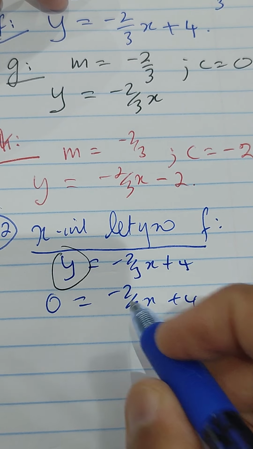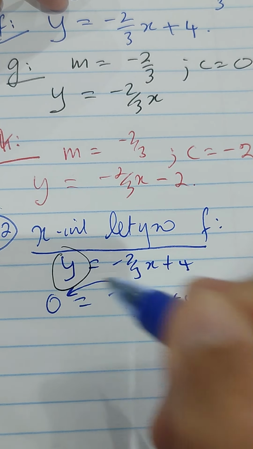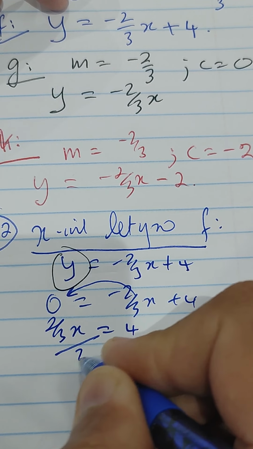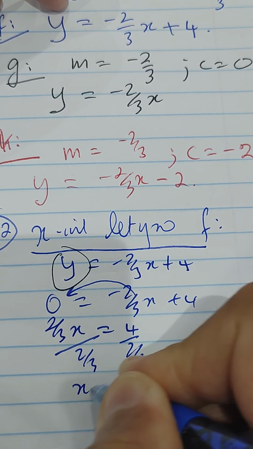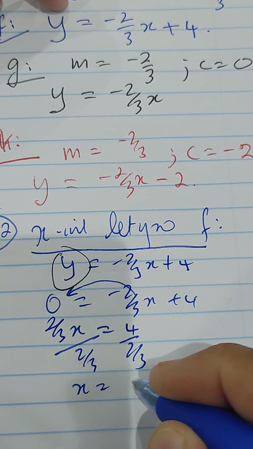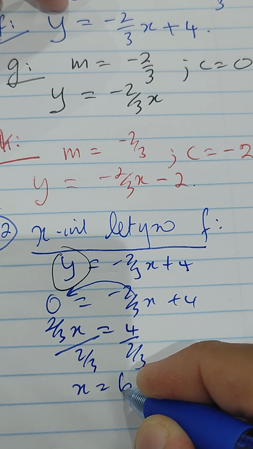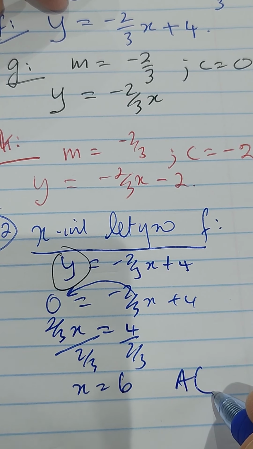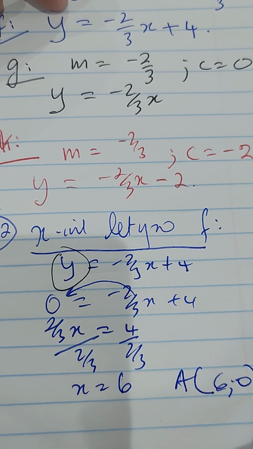So we take it over, so it's going to become 2 over 3x equals 4. Divide by 2 over 3 both sides. So x is equal to 12 over 2, which is 6. Have I answered the question? Now they wanted the coordinates of A. So the coordinates of A is 6 and 0.